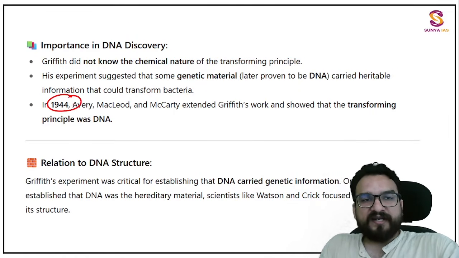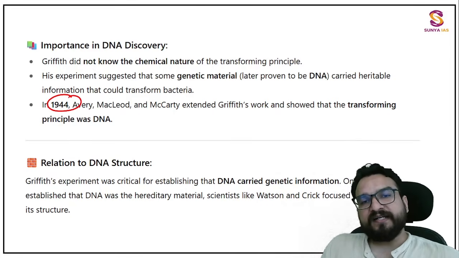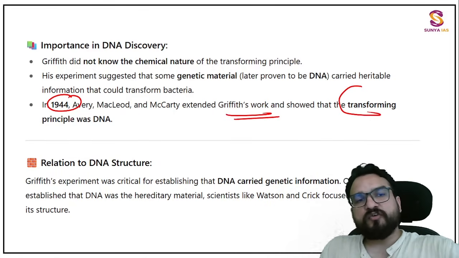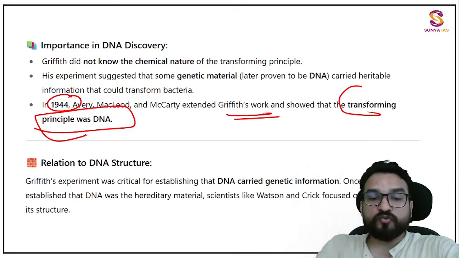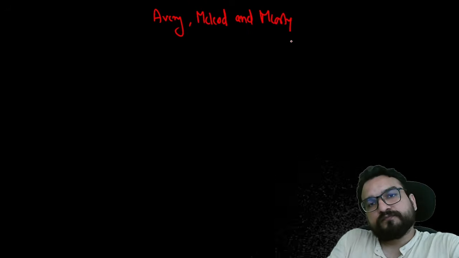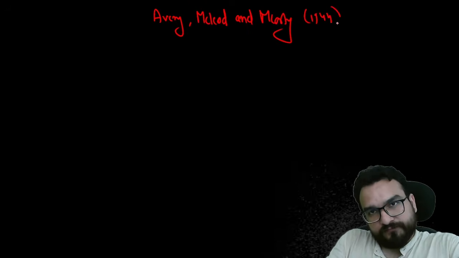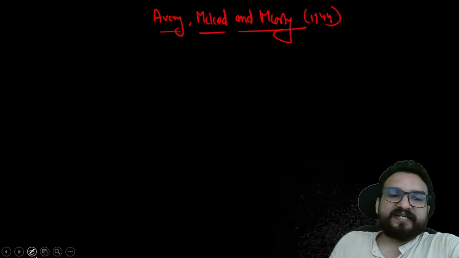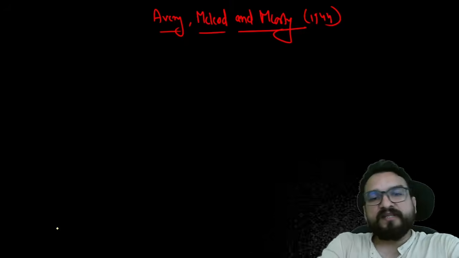Now, further, in 1944, you will be finding Avery, MacLeod, McCarty extended Griffith's work and showed the transforming principle was DNA. So who will be now highlighting his work that it was DNA? So you will be finding over here Avery, MacLeod and McCarty experiment of 1944. Now they will be extending this experiment, guys. What will they be doing over here?